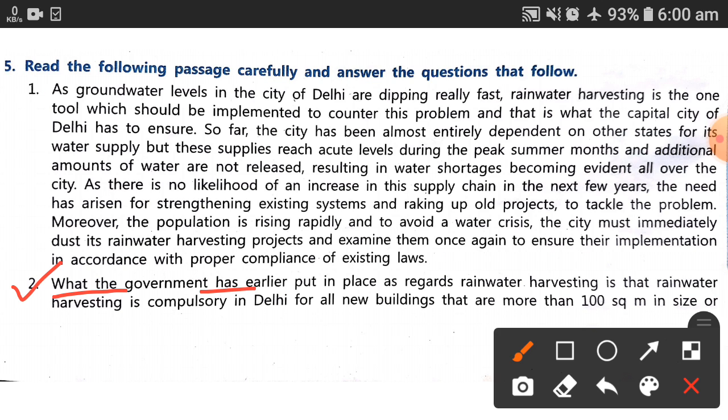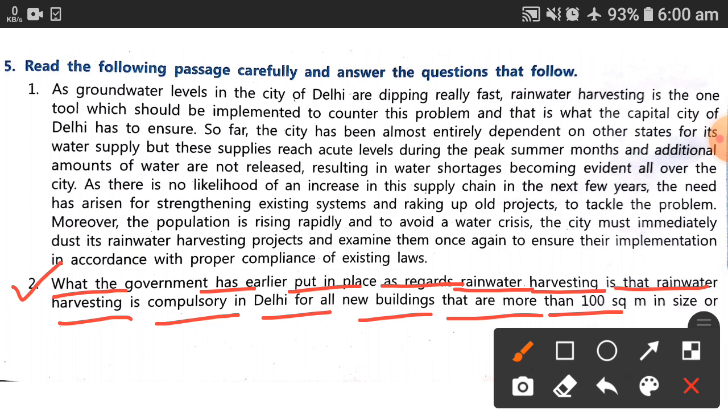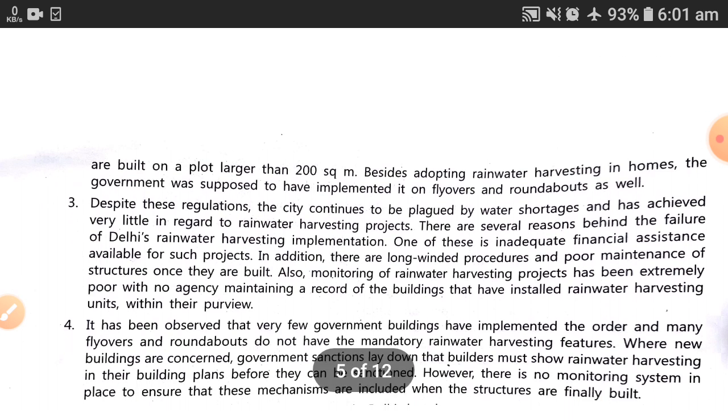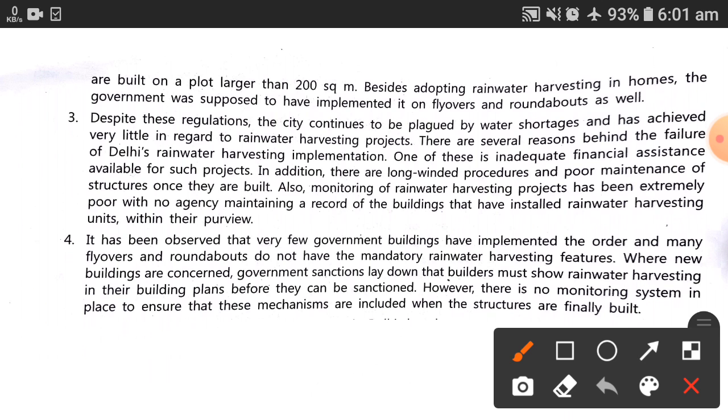What the government has earlier put in place as regards rainwater harvesting is that rainwater harvesting is compulsory in Delhi for all new buildings that are built on a plot larger than 100 square meters in size, besides adopting rainwater harvesting in homes, and the government was supposed to have implemented it on flyovers and roundabouts as well. So this is your paragraph number two. Hope you all have read it carefully.